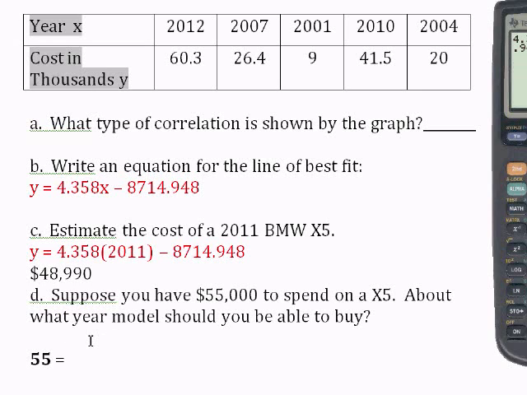So we have $55,000 to spend, and that should be equal to 4.358x minus 8714.948. All I did is I took the Y value, 55 for $55,000, and put it into Y in the original equation. Now we have to actually solve this equation.